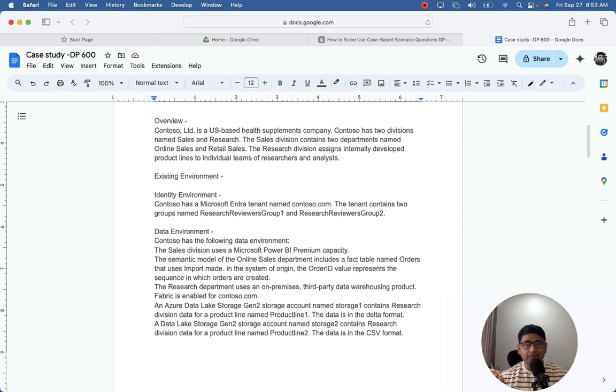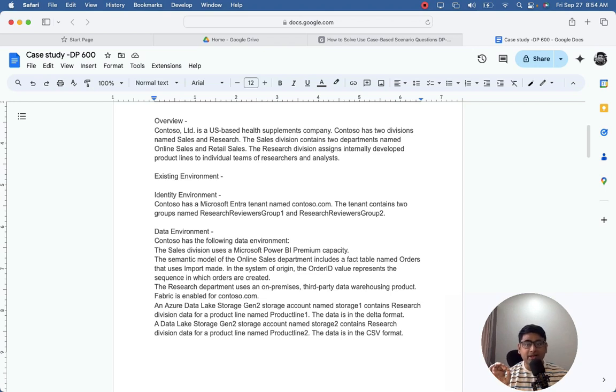Now the data environment. Now they will explain what tools inside Fabric they are going to use. So here they are using Microsoft Power BI Premium capacity. Remember one more thing, as I told you in the slide, you need to remember all important details. For example, what is the difference between Power BI Premium capacity and normal Power BI capacity? Why are they using Premium? What is the advantage with Premium? These questions can also be related to the concept. So make sure you know the ins and outs of every product or tool in Microsoft Fabric.